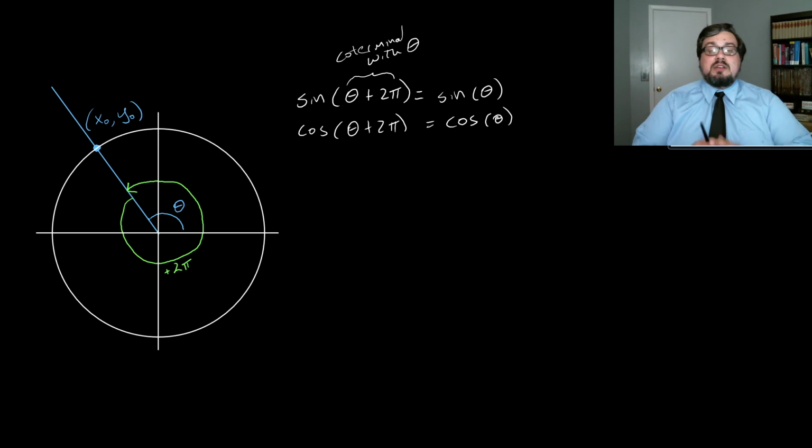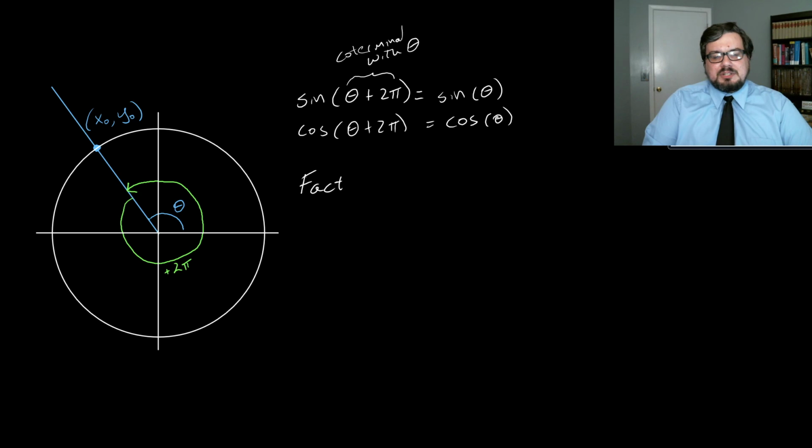And of course, we could add another 2 pi to it, or another 2 pi to it, or subtract a bunch of 2 pi's, and we know that we would continue to get a bunch of angles that are coterminal with the original one. So we have the following fact, which can be very useful.